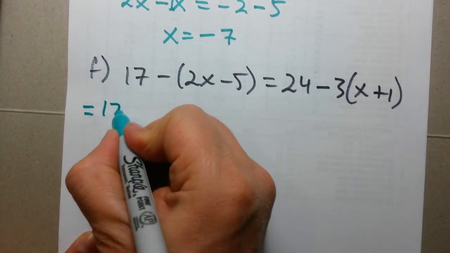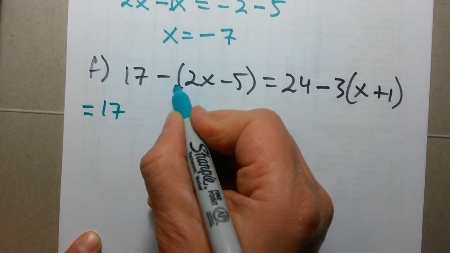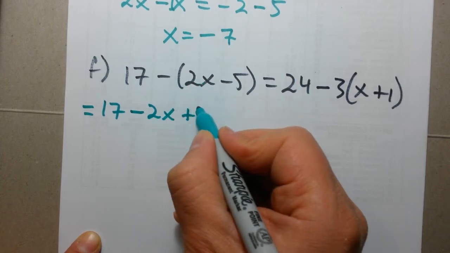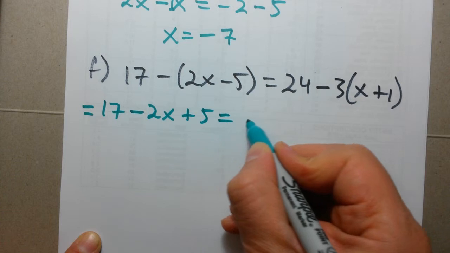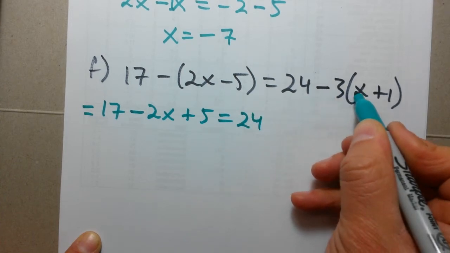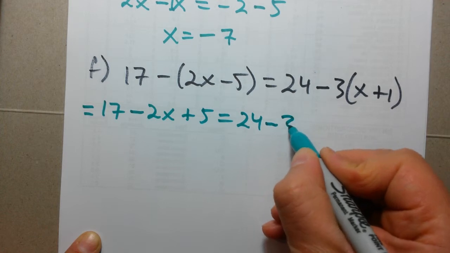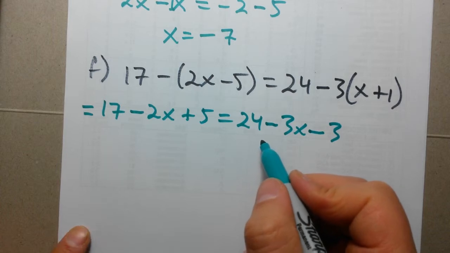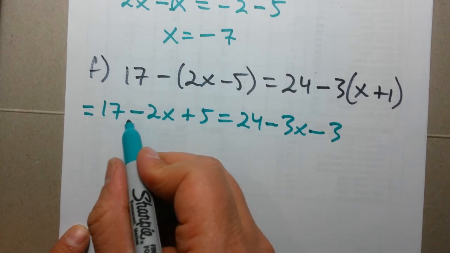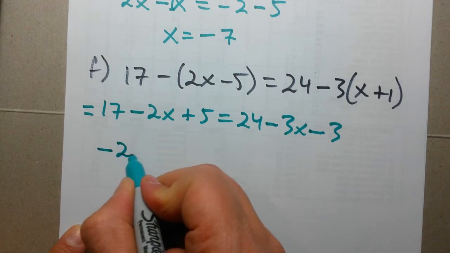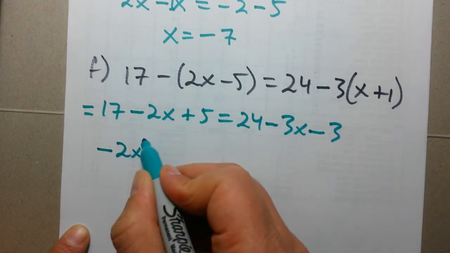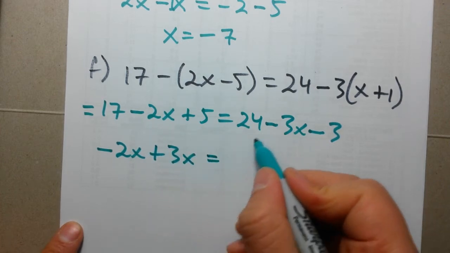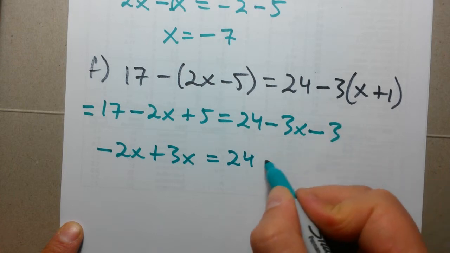Let's look at this. So 17 minus, you have a minus in front of this, so everything will switch signs. That becomes minus 2x plus 5, and over here we end up with 24, minus times positive, minus 3 times x, 3x, minus times positive, minus 3 times 1, 3. Let's collect the like terms. Let's leave the negative 2x on this side. Let's move this negative 3x to the other side. It becomes positive 3x. On this side, we're left with 24 minus 3.